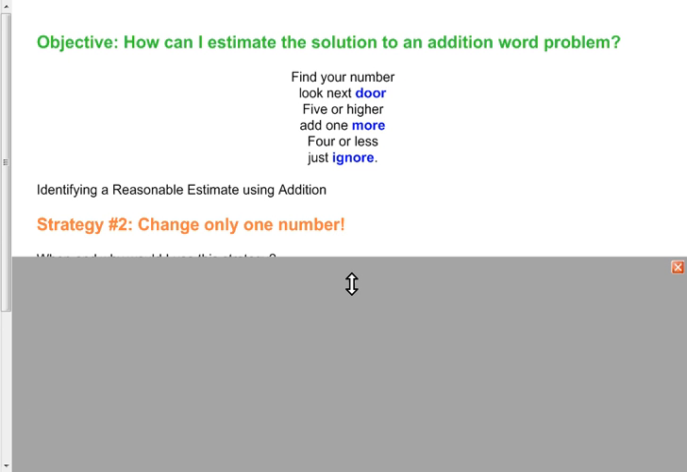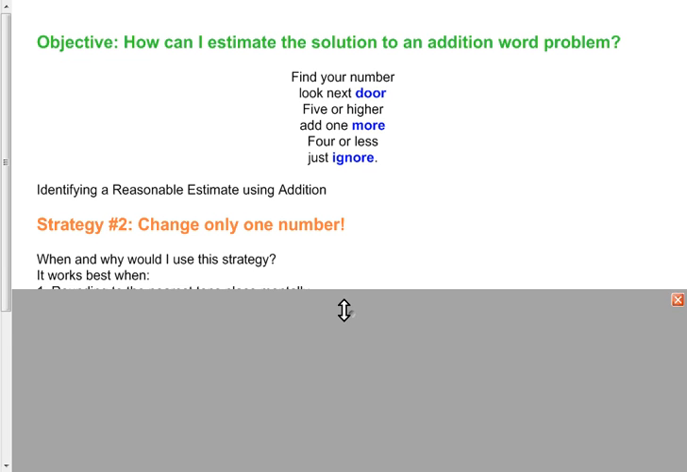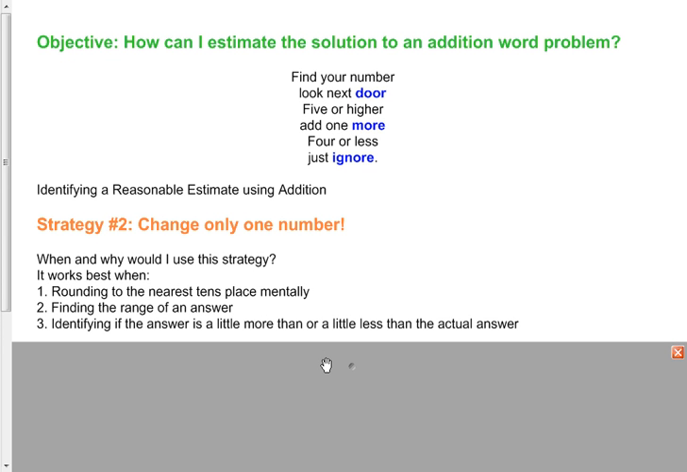Our next strategy for identifying a reasonable estimate using addition is to change only one number. So we're going to practice identifying keywords like we did yesterday, but we have this next strategy to add on, changing only one number. So why would we only change one number? Well, there's three different reasons. We can round only one number when it's really close to a tens multiple. And we can round to the nearest tens place mentally and do that really fast.